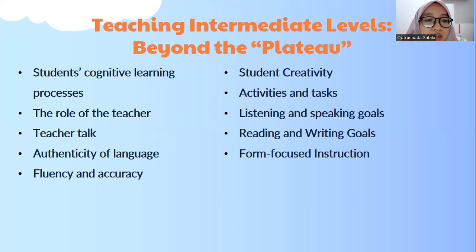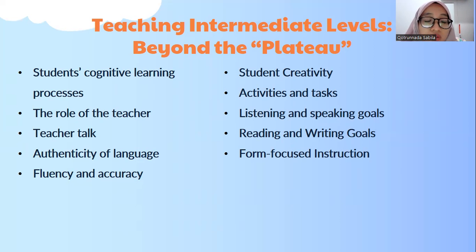And first is students' cognitive learning process. Learners' immediate control desktop is too small to contain all the information we need. One of the teacher's principal goals at this level is to help students to continue to automatize the bits and pieces of language that might otherwise clutter the mind. And then the role of the teacher.